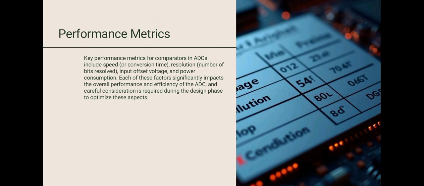Performance metrics. Key performance metrics for comparators in ADCs include speed or conversion time, resolution or number of bits resolved, input offset voltage, and power consumption. Each of these factors significantly impacts the overall performance and efficiency of the ADC, and careful consideration is required during the design phase to optimize these.